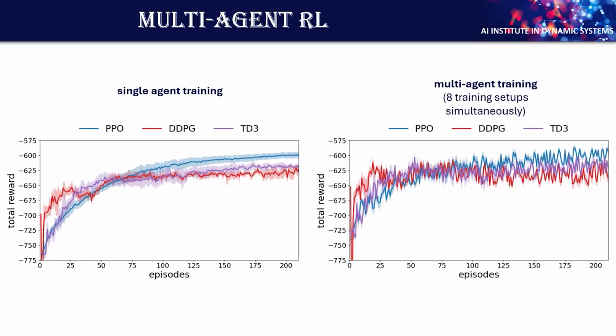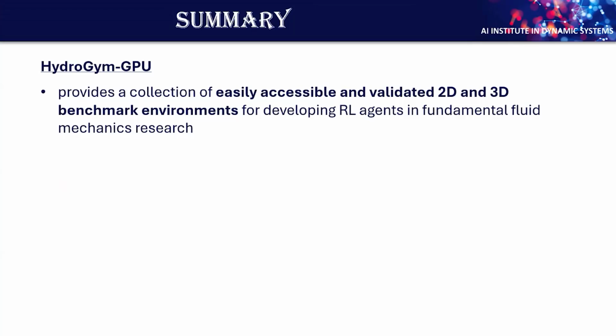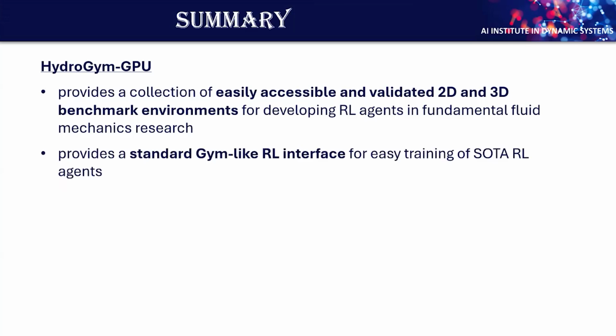All right, so that's it from my side. Let me finally quickly summarize my talk. Today, I talked a lot about our ongoing work on Hydrogym-GPU, which is intended to provide an easy, accessible, and validated benchmark collection so that all of us can easily and conveniently test and train our agents without worrying about anything of the underlying implementation. We leveraged the Maya CFD solver, which allows us to use Hydrogym-GPU on both CPUs as well as GPUs immediately. It also provides a standard gym-like interface, which is pretty important for the machine learning community, because they can immediately hook up their agent to it.